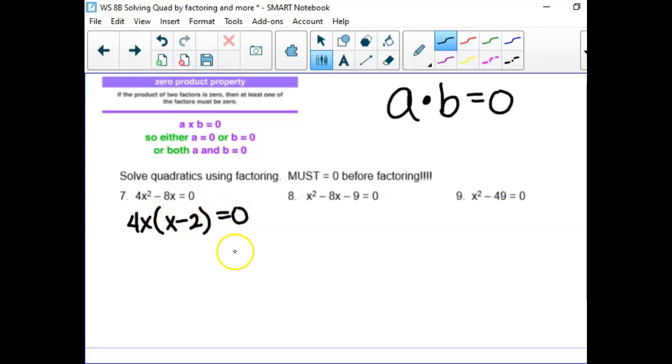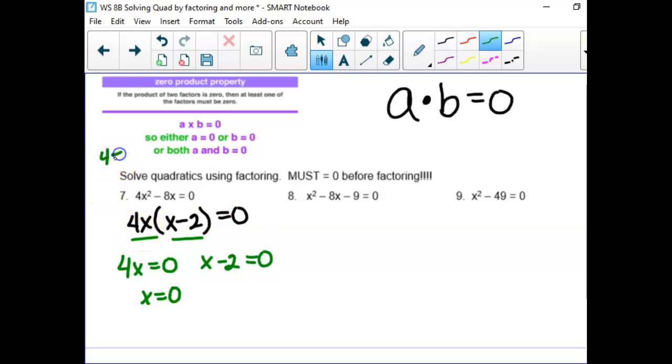Okay. Now, we can treat this as 2 or 3 multiplications. I'm just going to treat it as 2. You could take the 4 separately. But if I write 4x equals 0 or x minus 2 equals 0, if I divide both sides by 4, I just get 0 as one of my solutions, right? By the way, can 4 equal 0? 4 does not equal 0, right? So don't try to separate that.